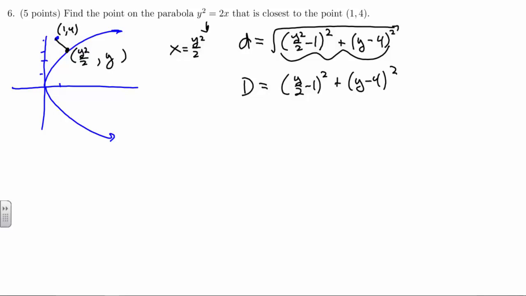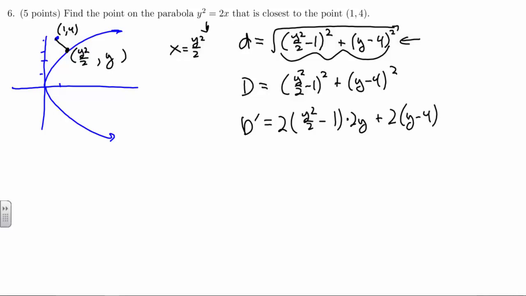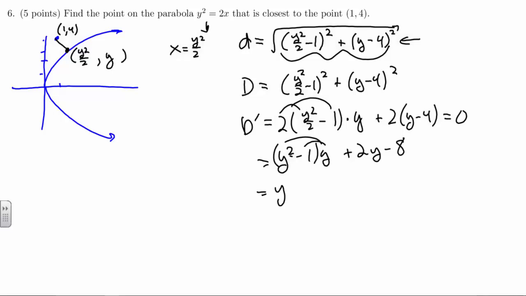Okay, and so this is the function that I'll actually minimize. It has the same idea as minimizing that function. So D prime. Let me take the derivative of that, and that's going to be 2 times (y squared over 2 minus 1) to the first power multiplied by 2y over 2, which is just y, plus 2 times (y minus 4) to the first power, and the chain rule is also a 1. So if we expand this, I'm going to multiply this through first, and I'm going to get y cubed minus y plus 2y minus 8.